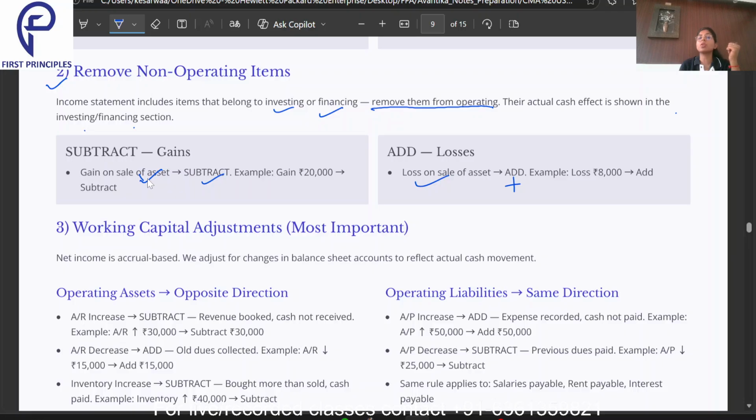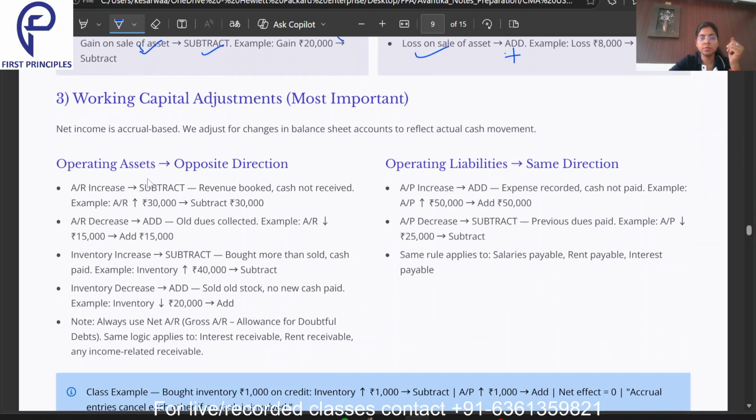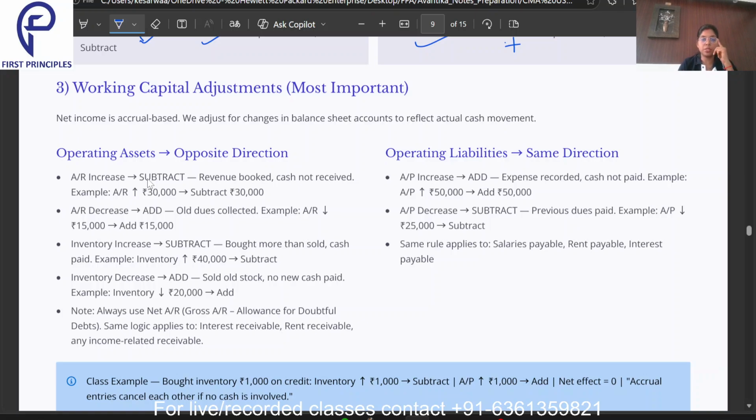We have to see the impact of it on our profit. Loss is reducing my profit, so I will add it back. Gain is increasing my profit. So to bring my profit to normal, I have to subtract it. My profit has gone up, so now I have to reduce it. Similarly, if my profit reduced because of a loss, this was not my actual profit, so I need to add back the loss. Simple. Now third is the working capital adjustments, which is the most important. First of all, what was working capital?